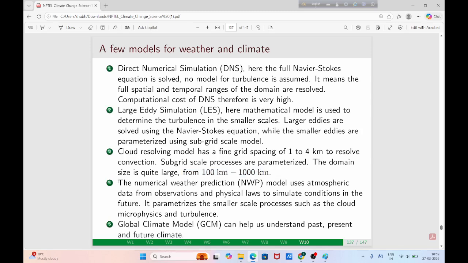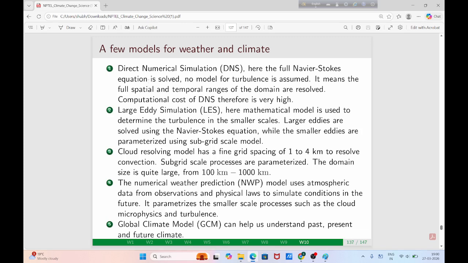Next comes the numerical weather prediction model that uses atmospheric data from observation, so that is real data. They also use the physical laws to simulate different conditions for the predictions. Again, it has to parameterize small scale processes. Two examples are cloud microphysics and turbulence. And then there is the general circulation model, or global climate model, which has to parameterize a lot of things. So it cannot give us regionally accurate results, but it can give us an overall trend of the Earth.